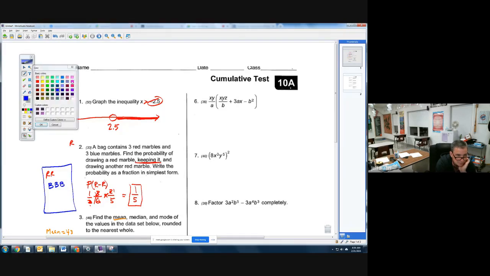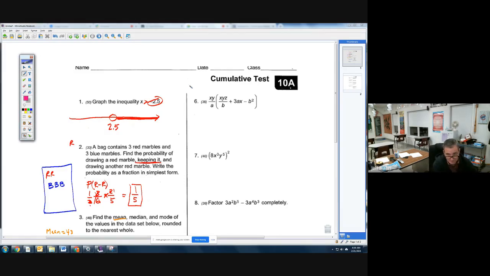Problem number 6, my least favorite of all things, but you just have to put your nose to the grindstone and do it. So this is distributive property. I am going to multiply each one of these 3 terms by that xy over a. So here we go. If I multiply these 2 tops together, I get x squared, because x times x is x squared. I get y times y is y squared. Z has nobody, so it just stays there. On the bottom, I get a and b. And I can leave those, because everything's positive.